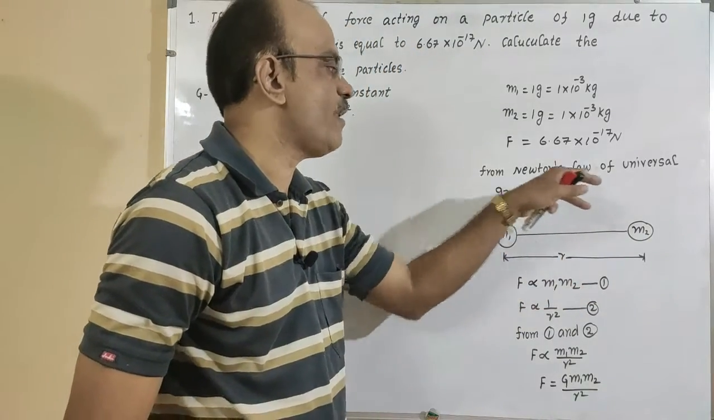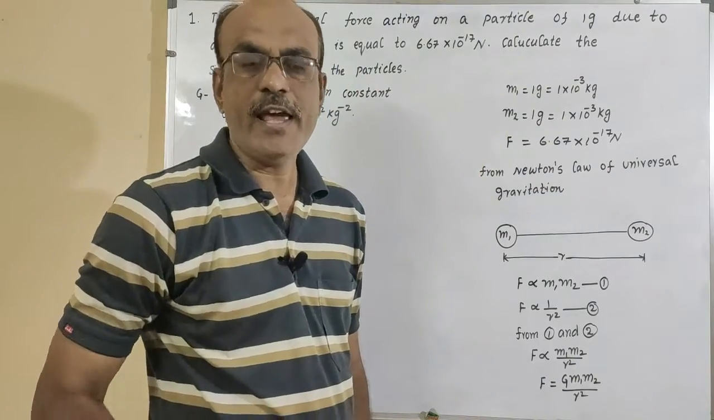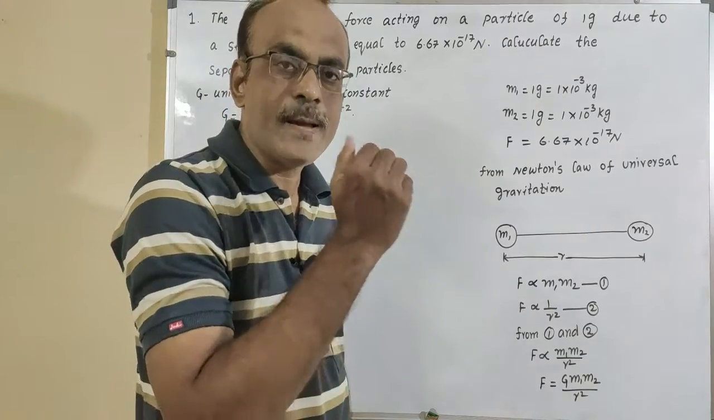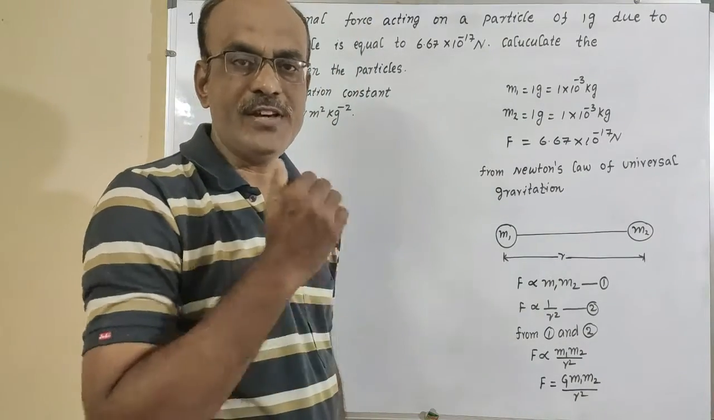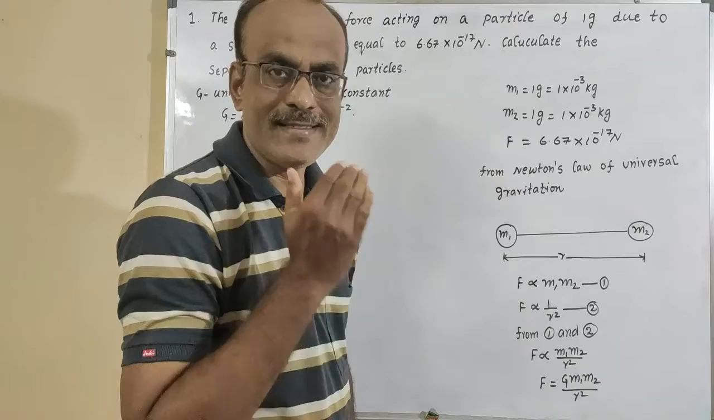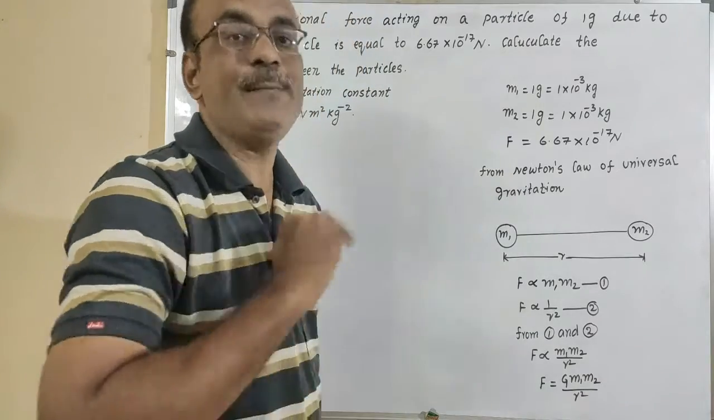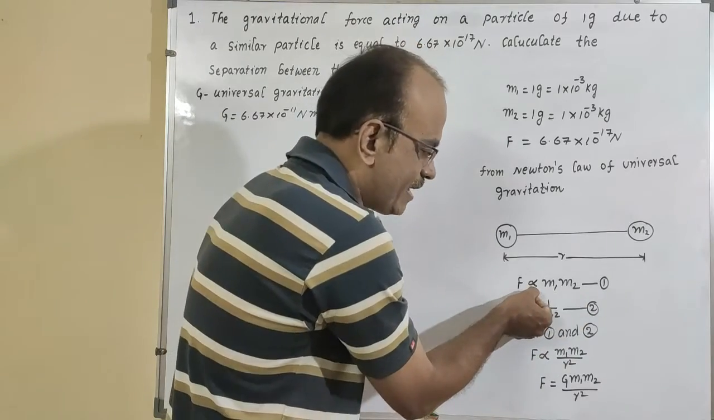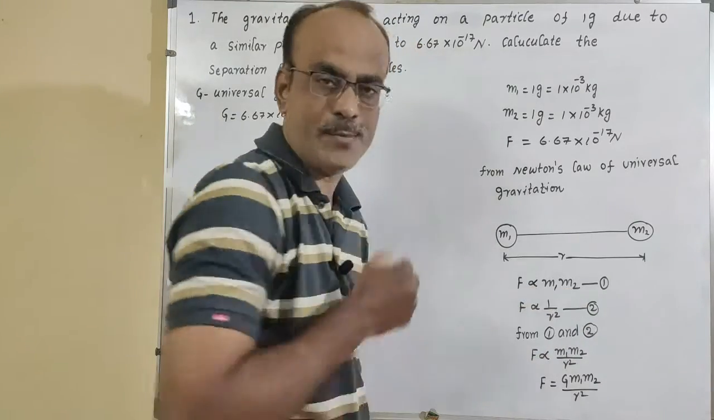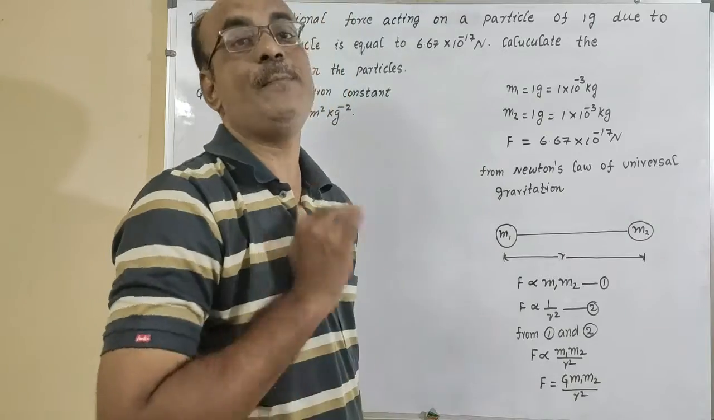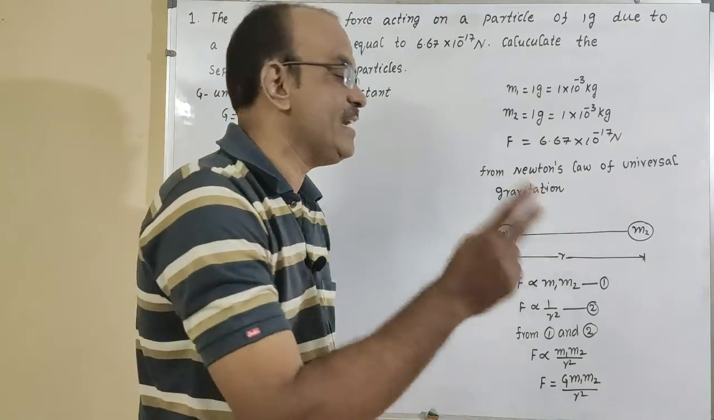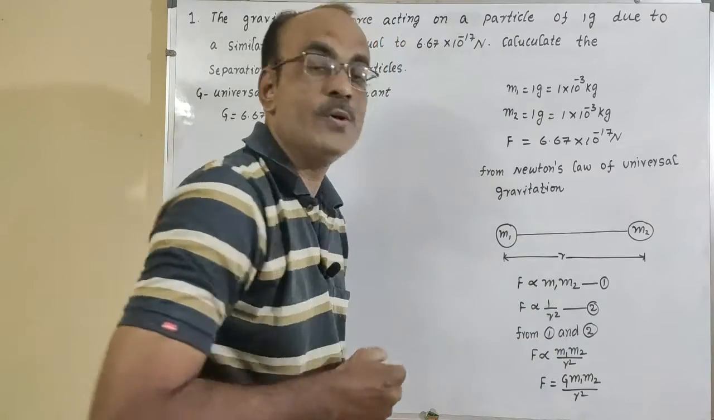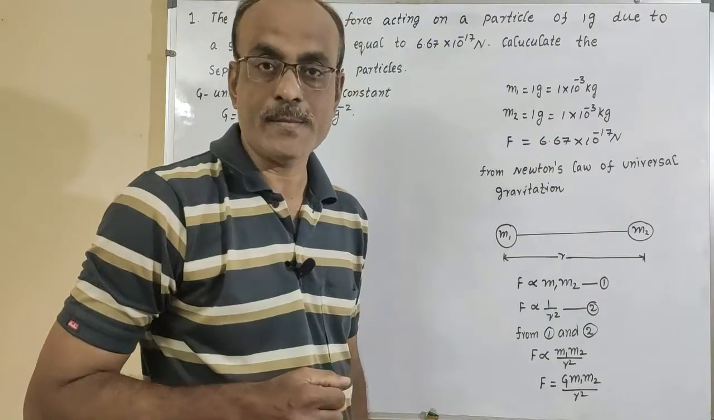According to Newton's law of universal gravitation, every particle in the universe attracts the other particle with some force that is directly proportional to the product of their masses. So F is directly proportional to m1 into m2, and inversely proportional to the square of the distance between those two. That is, F is proportional to 1 by r square.